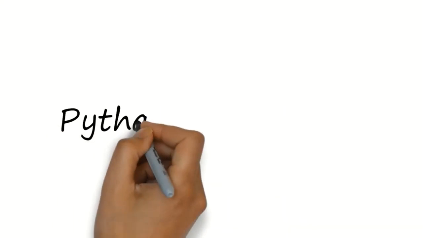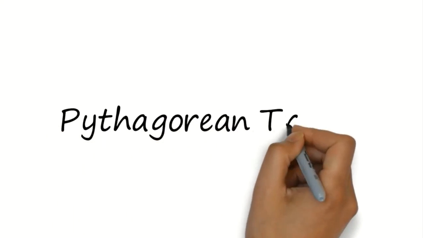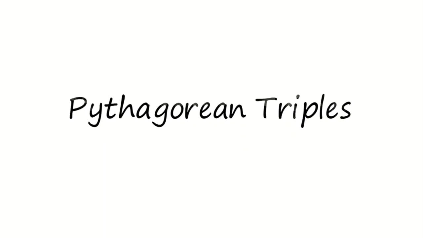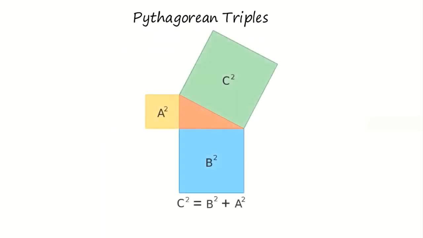A Pythagorean triple is a set of positive integers a, b and c that fits the rule a square plus b square is equal to c square, and when we make a triangle with sides a, b and c, it will be a right angle triangle. C is the longest side of the triangle, called the hypotenuse. A and b are the other two sides.